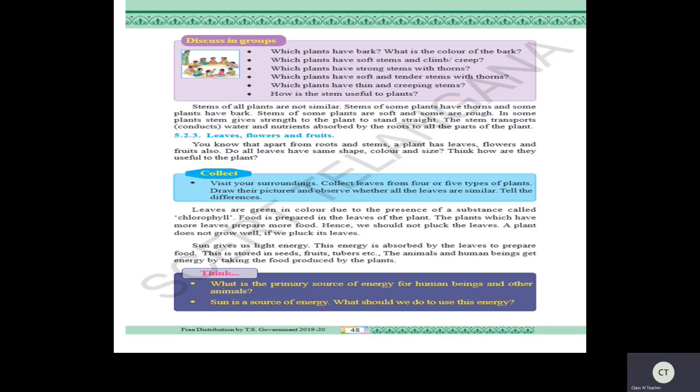So what is the primary source of energy for human beings, children, and also for other animals? Yes, plants and also sunlight, because plants absorb sunlight and prepare the food. That food is taken by human beings and other animals. So the sun is the source of energy. How are we taking this energy, children? In the form of fruits and seeds and also some vegetables which are produced by the plants. We are taking the energy.